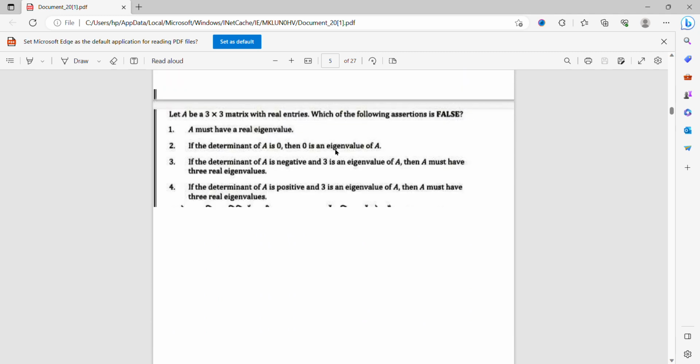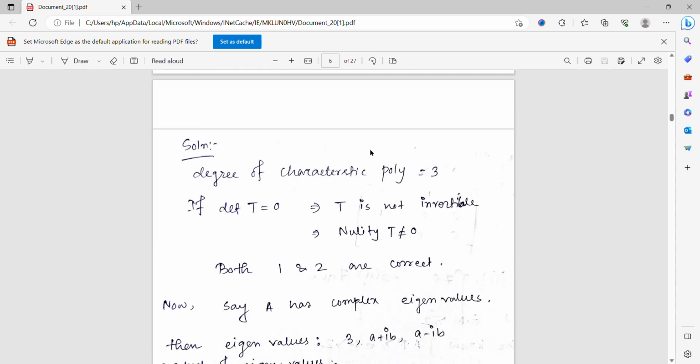both A and B are true statements, because these are 3 cross 3 real entries. So since it is an odd degree polynomial, it must have a real eigenvalue. I mean, an odd degree polynomial must always have a real root. So A must have a real eigenvalue. So option 1 is correct here. Also, we already see the nullity T is not equal to 0. That means 0 is definitely an eigenvalue of A. So options 1 and 2 are correct.